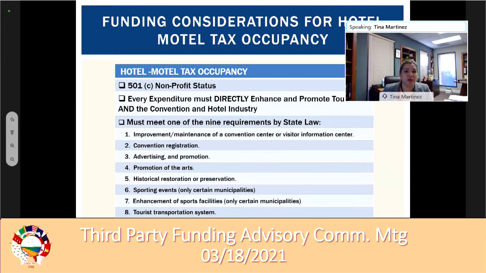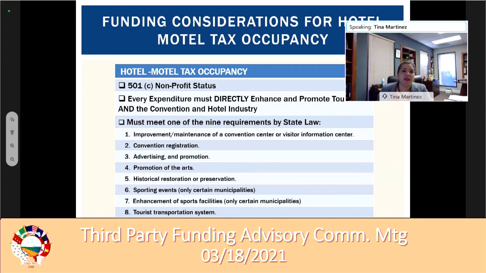Every expenditure must directly enhance and promote tourism and the convention and hotel industry. A term that we always use, or you might hear from different organizations that request hotel motel funds, is that they need to show heads to beds. They need to show that they've actually created some hotel stays. And this is by state law: they must meet one of these 9 requirements to be considered for funding.